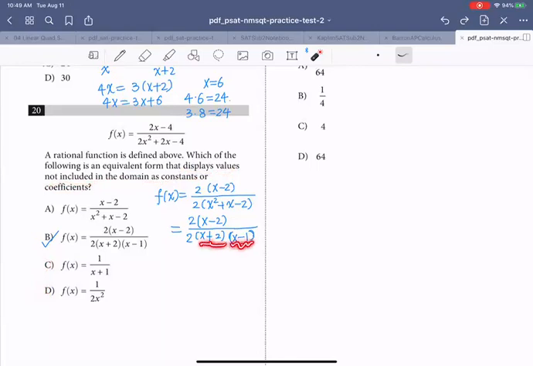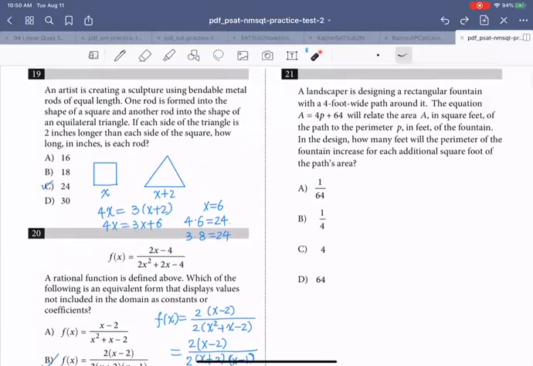This one will quickly tell you that in your domain, x cannot equal 1 and x cannot equal -2. That makes sense? So in this form, you will see those values not included in the domain, those values that you shouldn't include in your domain. This one, you can't tell quickly. You have to factor it first to see. Does that make sense for you? Yes. Okay. Now let's do the next one.